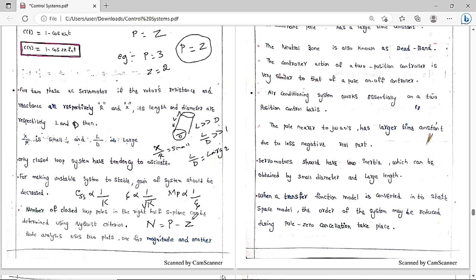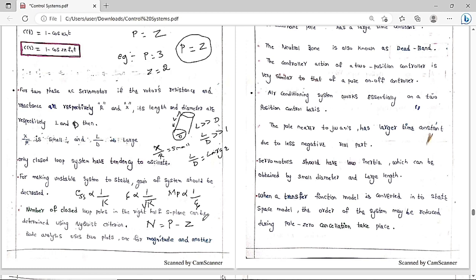If you know N and you know P, we can get the value of Z. If Z is equal to 0, no closed loop poles lie in the RHS of the S plane, so the system is said to be stable. Therefore, the number of closed loop poles in the RHS of the S plane, which is Z, can be determined with the help of the Nyquist criteria. Z is the number of closed loop poles present in the RHS of the S plane. Closed loop poles means the roots of the characteristic equation, which is 1 plus G(s)H(s).